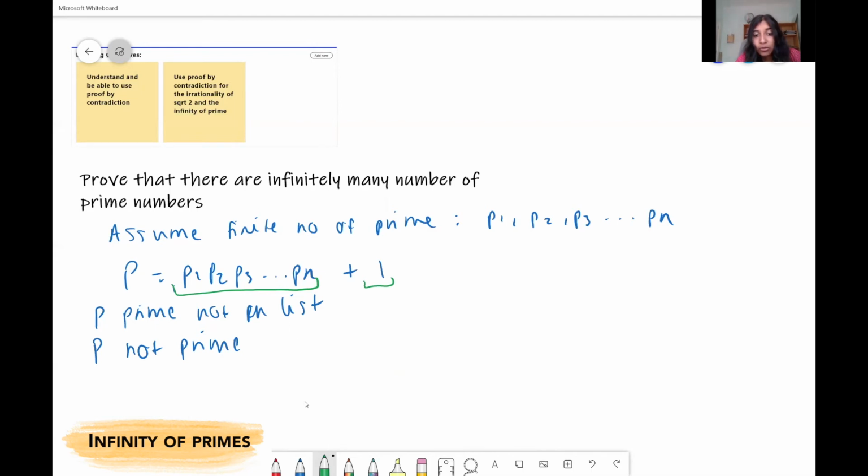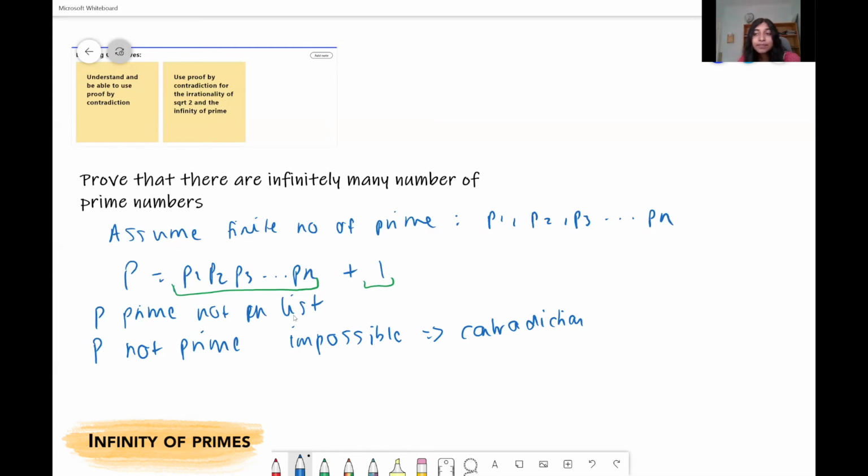So that means it's impossible for one of the prime numbers on our list to be a factor of this. So that means P can't be prime. So this is therefore impossible. Therefore, this can't happen. So this is a contradiction. This is a contradiction of the first claim.